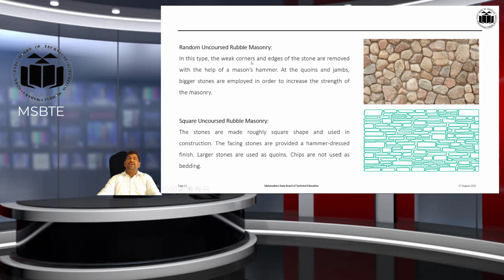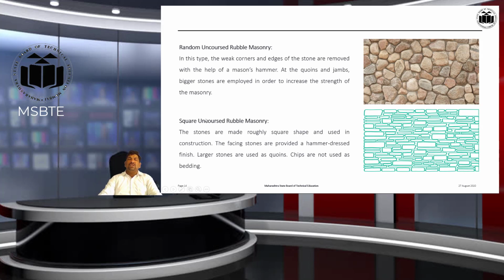In this type, the weak corners and edges of the stones are removed with the help of a mason's hammer. At the quoins and jambs, bigger stones are employed in order to increase the strength of the masonry. Random uncoursed rubble masonry means that randomly placed stones are used without maintaining any layers or shapes, and that's why the name itself suggests it is random uncoursed rubble masonry. At the quoins and jambs, bigger stones are employed to increase the strength of the masonry.